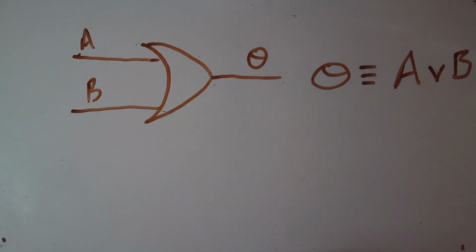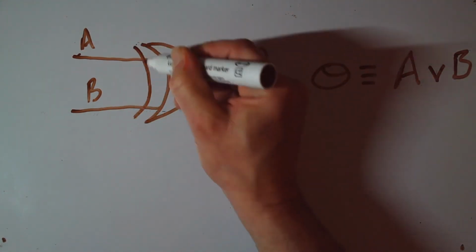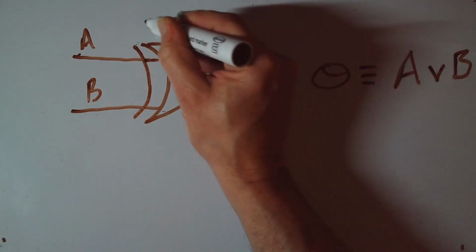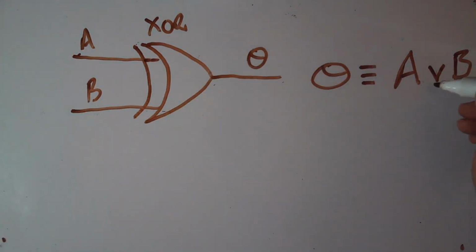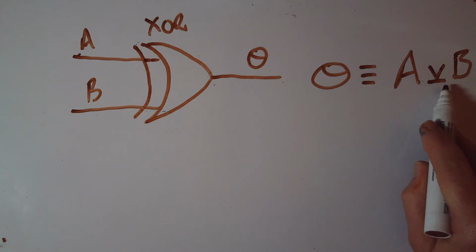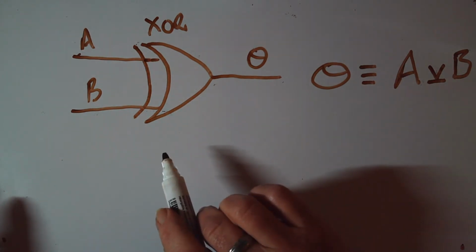The one that we now need to look at, the last one, of course, is the exclusive OR. And I'm going to cheat here because I'm just going to put an extra curve at the front to change this to an exclusive OR. And to express this type of logic, we just draw a line underneath the V for an OR logic. So this becomes exclusive OR, and we need to make sure that we put a line underneath the V to express this particular exclusive type of logic.